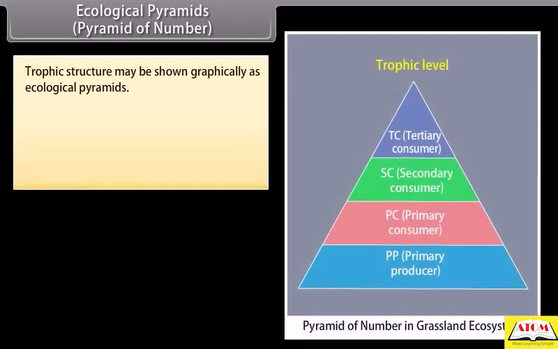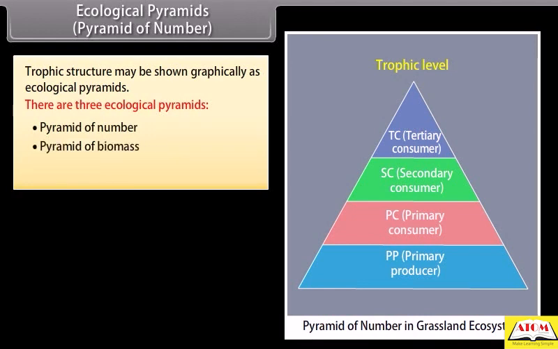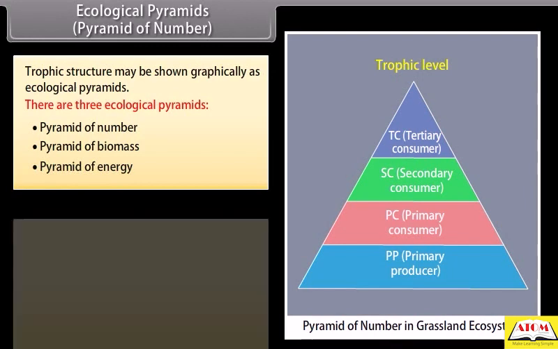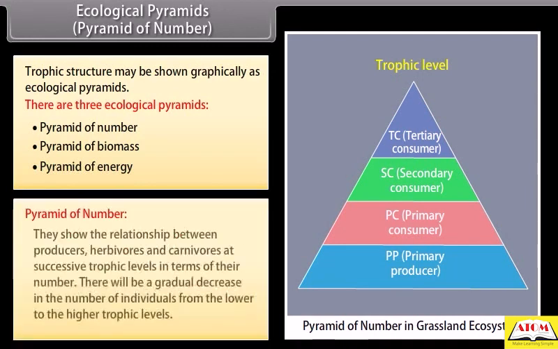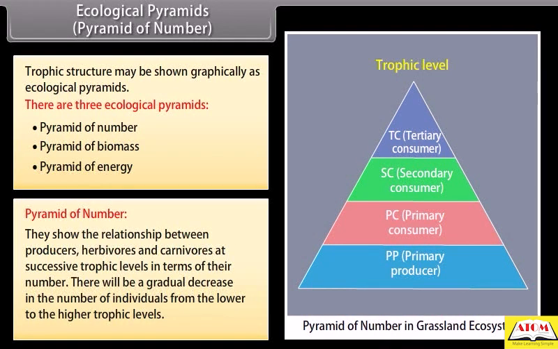Ecological pyramids. Pyramid of number. Trophic structure may be shown graphically as ecological pyramids. There are three ecological pyramids: pyramid of number, pyramid of biomass, pyramid of energy. Pyramid of number shows the relationship between producers, herbivores, and carnivores at successive trophic levels in terms of their number. There will be a gradual decrease in the number of individuals from the lower to the higher trophic levels.